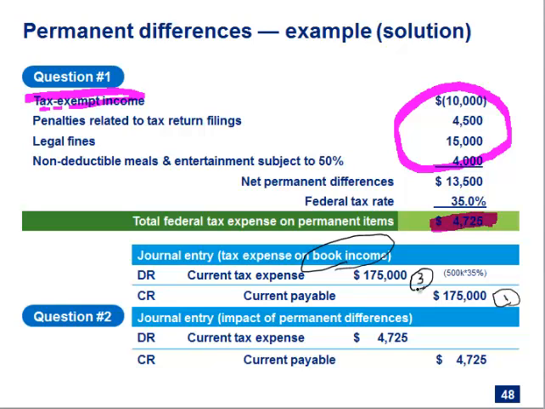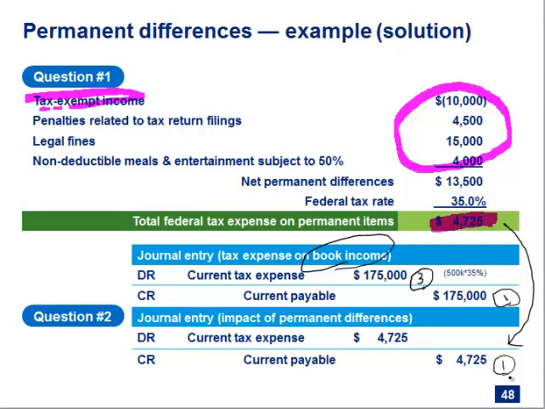The second entry that we'll book will be the tax effect of the permanent differences, and we're going to follow the same three-step process for understanding the effect of this 4,725 in terms of its impact to a journal entry. So our step 1 entry will be to increase our current payable, because as an aggregate amount, these permanent differences are going to increase our tax liability.